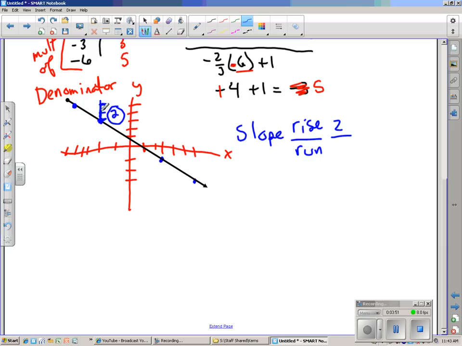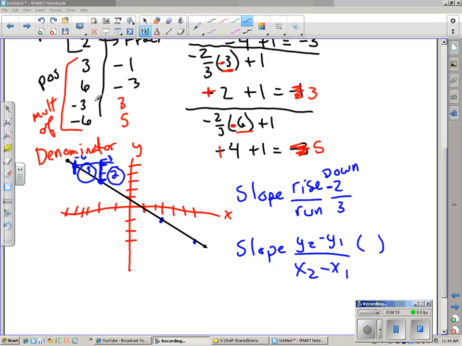Then it runs over from here to here. It went from really negative 3. This is kind of at negative 3. And it went all the way over to negative 6. You ran over 3 steps. Then you look at the graph. Is the graph going up or down? The graph was going which way? Down. So the answer is negative.